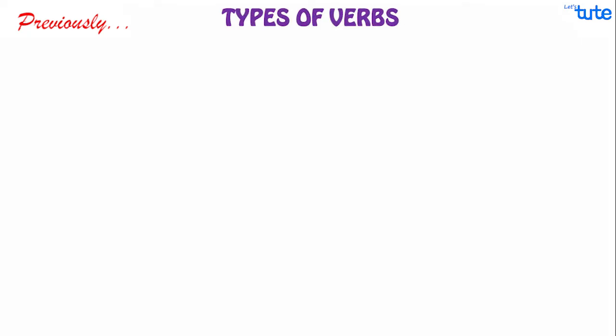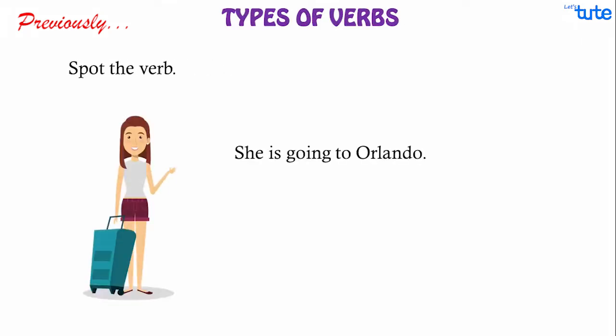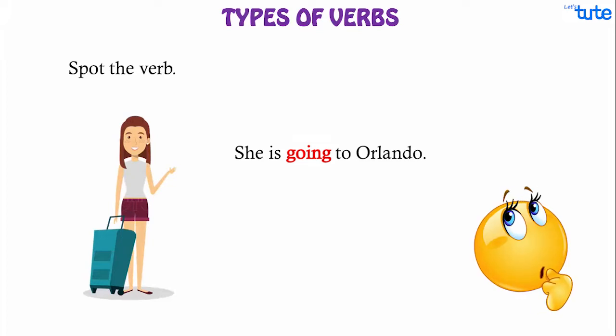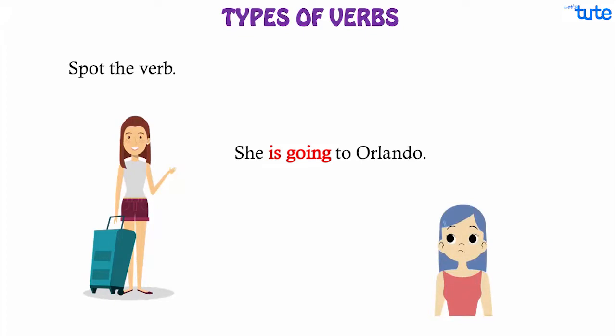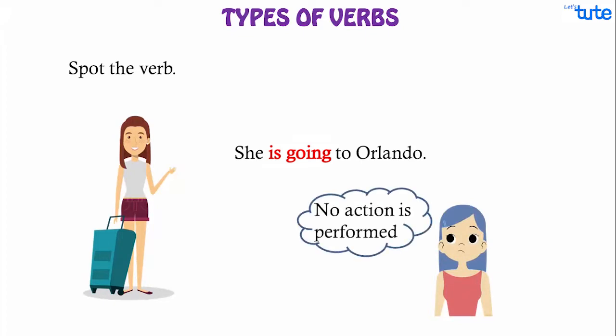Friends, before ending the previous session, we asked you to identify the verbs in this sentence. She is going to Orlando. Did you get it? Yes, the verb here is going. But you're partially correct. There is one more verb in this statement. Can you guess it? Yes, it's is. Now, you might say, is not performing any action.